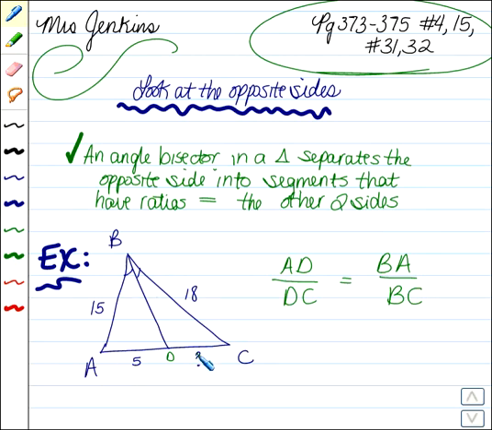Now if we take a look then and we want to find, well, what's the length of DC? We can simply substitute. We know that AD here is 5. So let's substitute in 5 for that, and DC is what we want to determine. We'll use the variable x. BA has a measure of 15 and BC has a measure of 18. So now we need to simplify and solve for x.